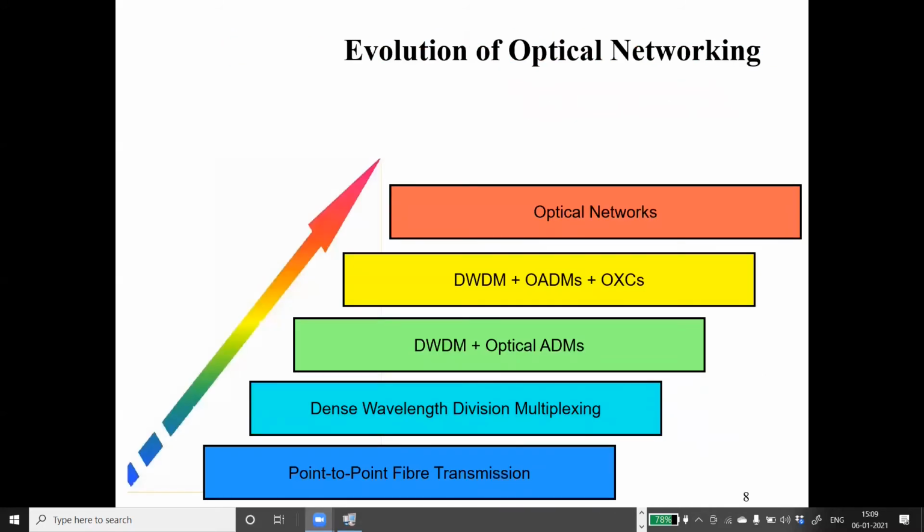So if we look at the optical network evolution, initially, as I told you, it was a simple point to point, but since we want more than what exists, what was done is, instead of sending one wavelength through one fiber, we started using multiple wavelengths. That is dense wavelength division multiplexing.